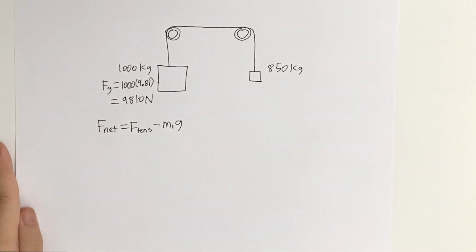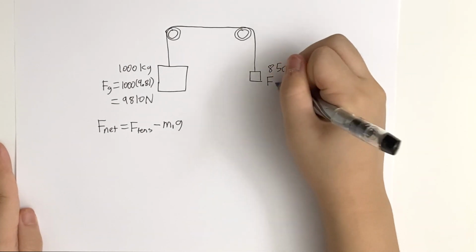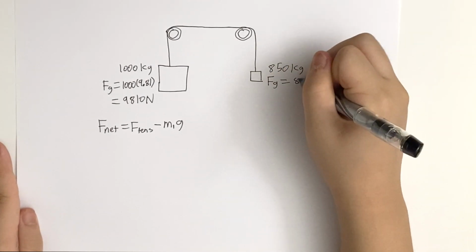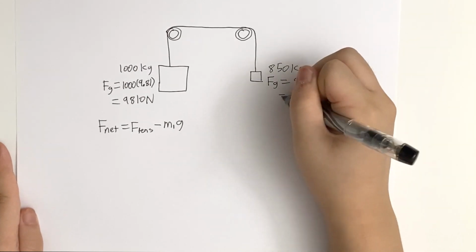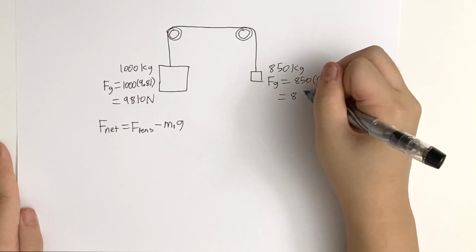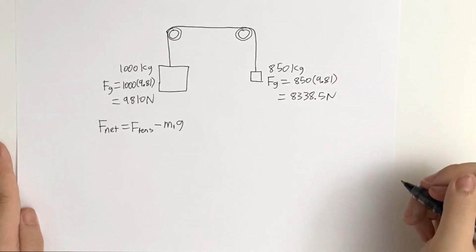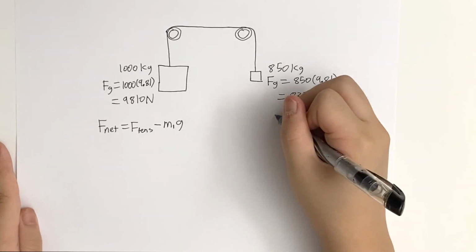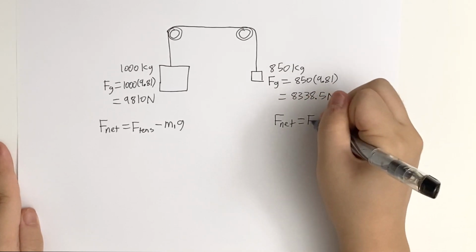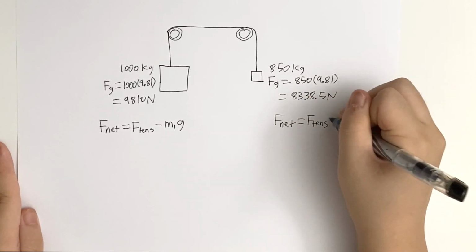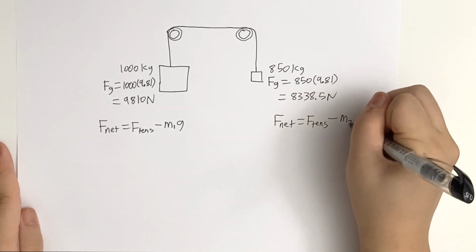Now let's look at the smaller rock. Let's calculate the force of gravity again. So Fg will be equal to 850 times 9.81. So this turns out to be 8,338.5 newtons. And again, the F net, the net force, is equal to the F tens, the tension force, minus the mass times gravity, or the Fg. So mass 2 times g.